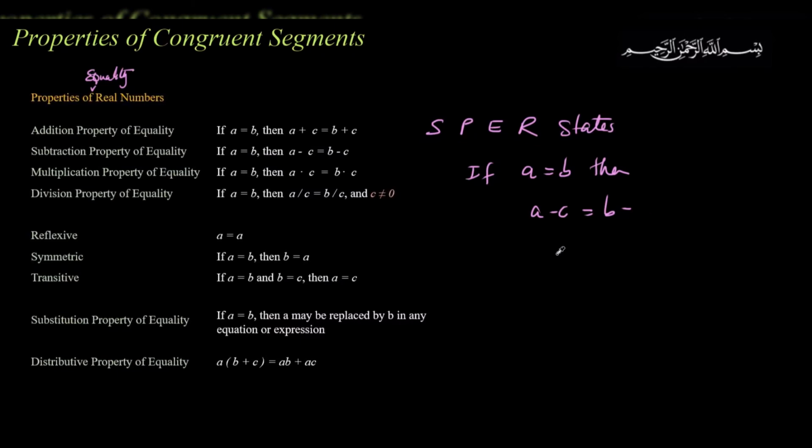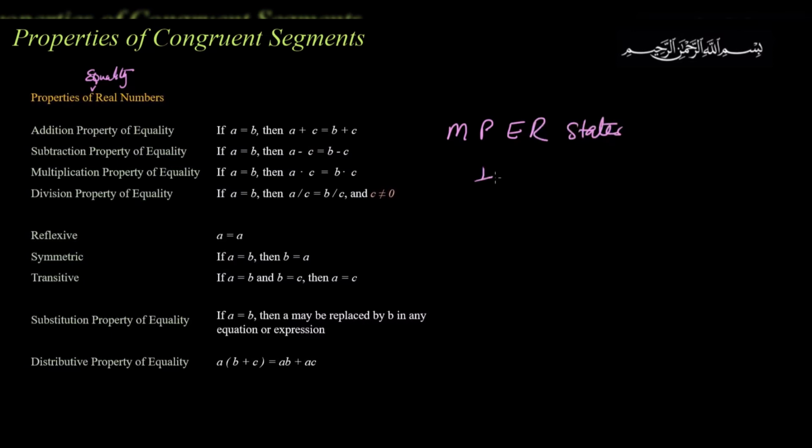In a similar way, the multiplication property of equality, I hope you understand the pattern now. If somebody were to ask you what is the multiplication property of equality for real numbers, you should be able to say it states that if A is equal to B, then A times C is equal to B times C. And in the same way, the division property of equality for real numbers states that if A is equal to B, then A divided by C is equal to B divided by C, and here you must add that C cannot be equal to 0.